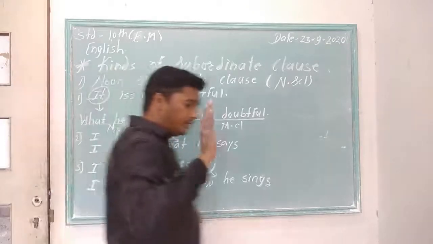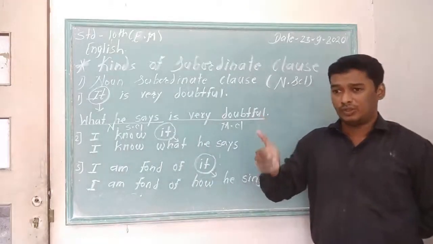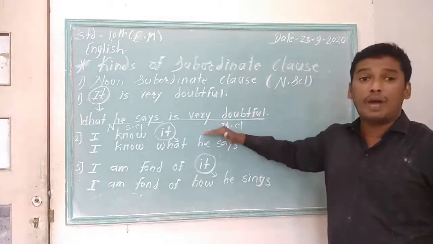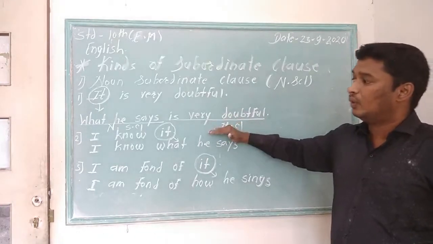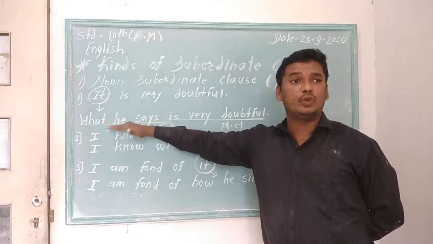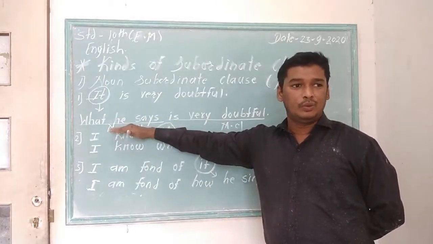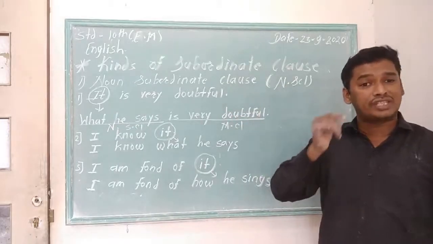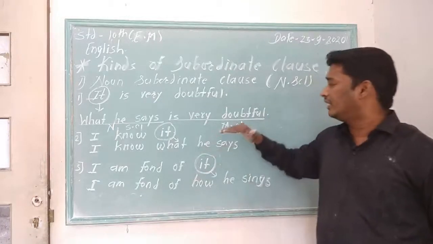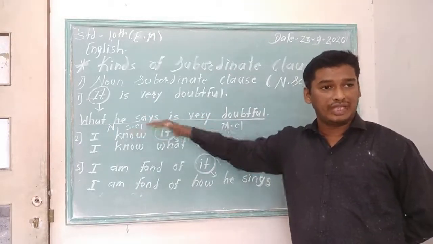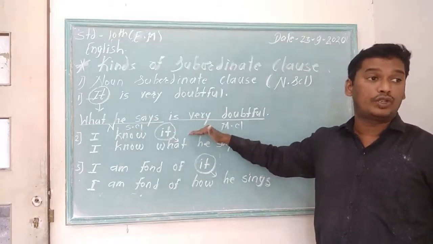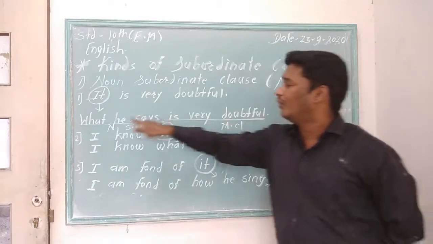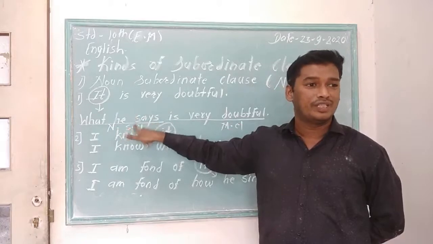I would give you another clue to identify a noun subordinate clause. If you ask a question to the main verb by what and the answer is this subordinate clause, then that would be a noun subordinate clause. Let's confirm by asking a question to the main clause by what. What is very doubtful? What he says. We get this part as the answer. So it is a noun subordinate clause.